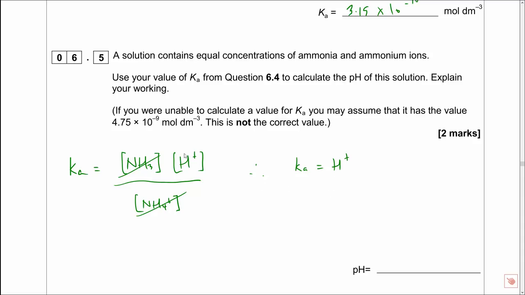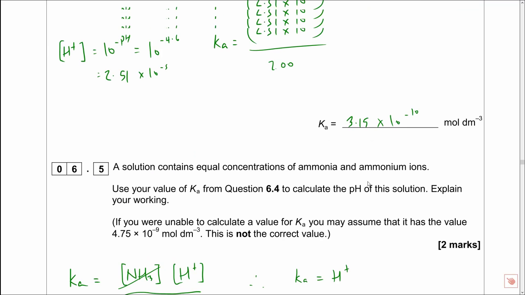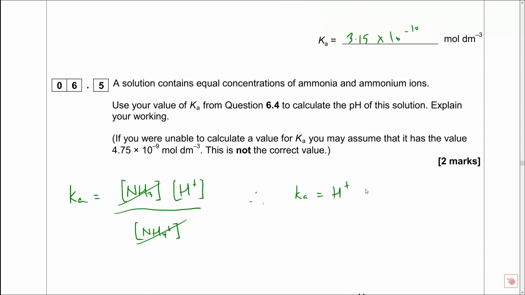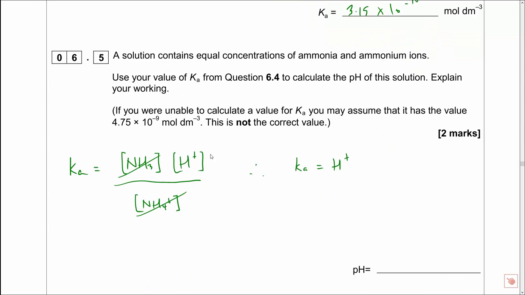And you've got to make that point clear, because it does say, explain your working. Well, if I've shown it, I've crossed those out. Those two are equal, therefore Ka is equal to H+. Well, I know what my Ka value is, because I've got 3.15 times 10 to the minus 10, or you've got the value given there. So I would say 3.15 times 10 to the minus 10 is going to be equal to H+ concentration. What we do then is we essentially just do the minus log of that number, and that's going to be my pH.